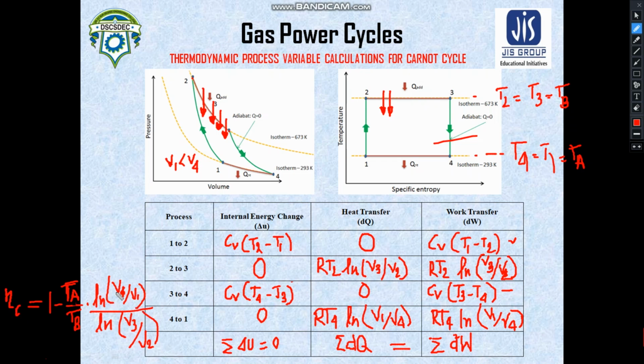Now, how can you prove that this ln V4 by V1 is exactly equal to ln V3 by V2? This is very simple. For the process 2 to 3, it is an adiabatic process, so PV to the power gamma is constant for any adiabatic process. And what is the working fluid here? It is air, and air is always assumed to be an ideal gas, so PV is equal to RT. Instead of writing P, we can write RT by V into V to the power gamma as constant. For any adiabatic process, we can write this.